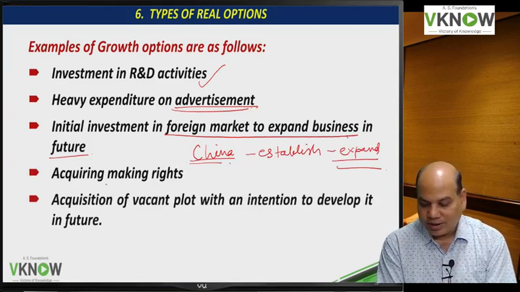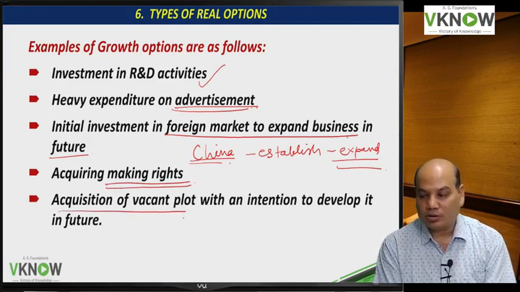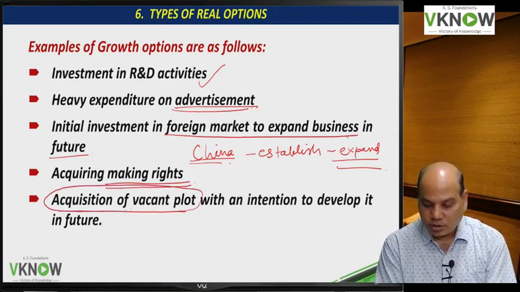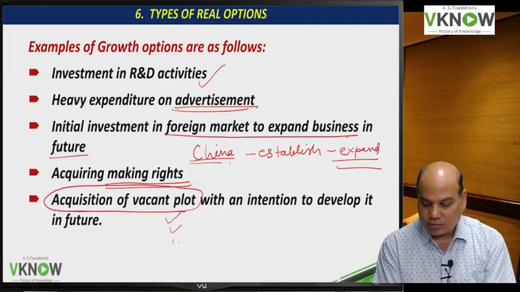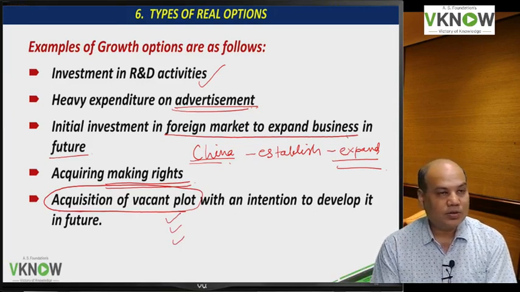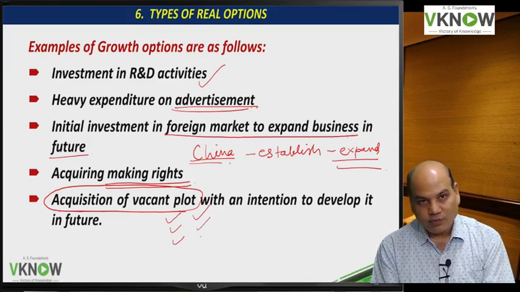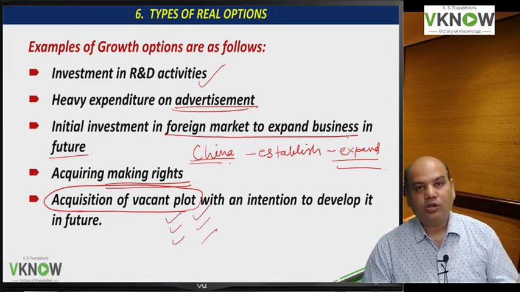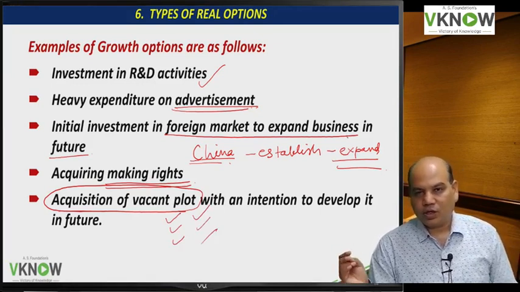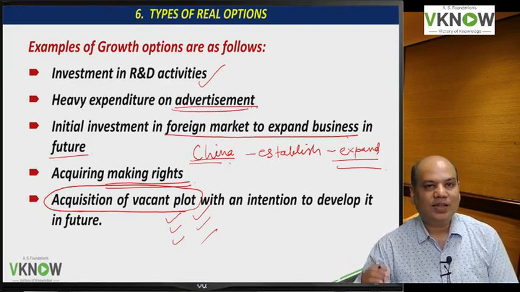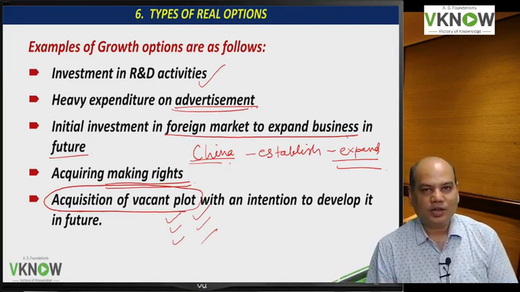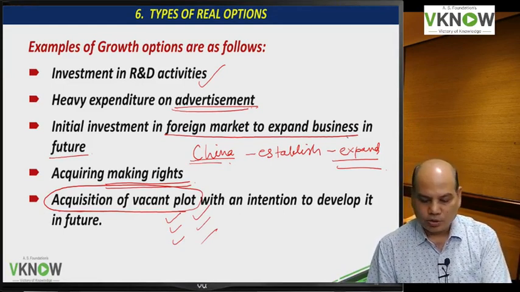Then acquiring making rights, acquisition of a vacant plot. So first you just buy a plot, wait for some time, see what the market condition is, and if the market price of the land or the apartments goes up, you can develop in future and you can make a huge profit. So therefore investment now may generate a high return in future if there are options available, and that is why they are called growth options.